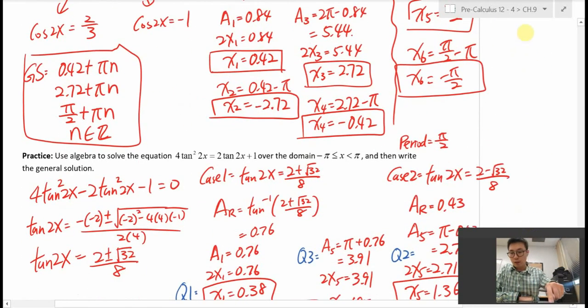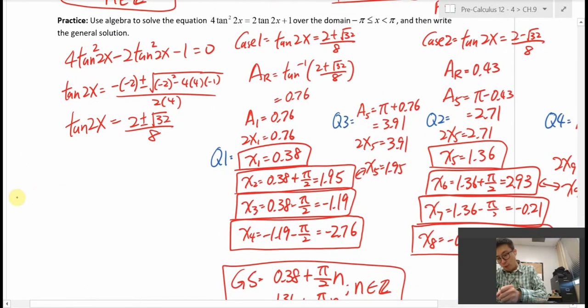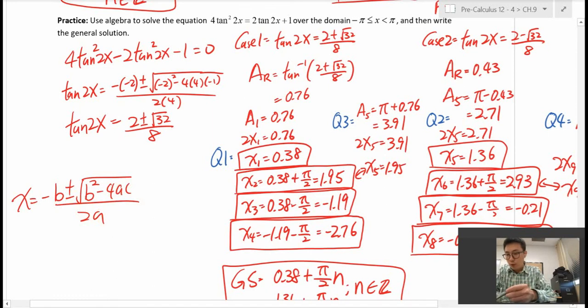No, I didn't. Okay, so if you don't remember, the formula was x equals negative b plus minus square root of b squared minus 4ac divided by 2a. So recall this is the value of a, that's b, and that's c. So I plugged it in, and here is my tangent 2x equals 2. So now we should have two cases.